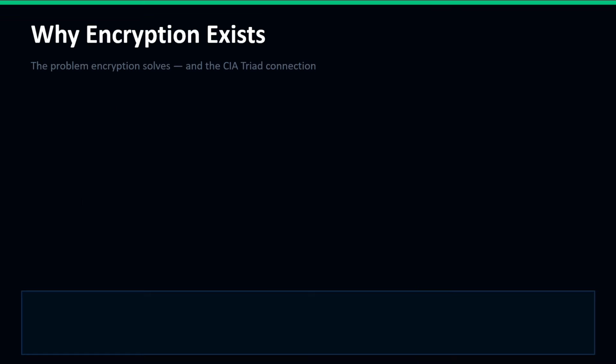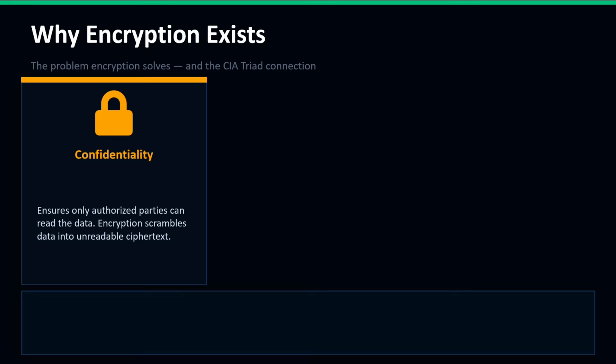Before we talk about encryption, we need to first understand why it exists, and this is the CIA triad connection. CIA stands for confidentiality, integrity, and availability. Encryption primarily serves the first two. C stands for confidentiality. When you log into your bank, encryption makes sure that if anyone intercepts your data in transit, all they see is gibberish, unintelligible ciphertext. Your plaintext data is scrambled using an algorithm and a key.